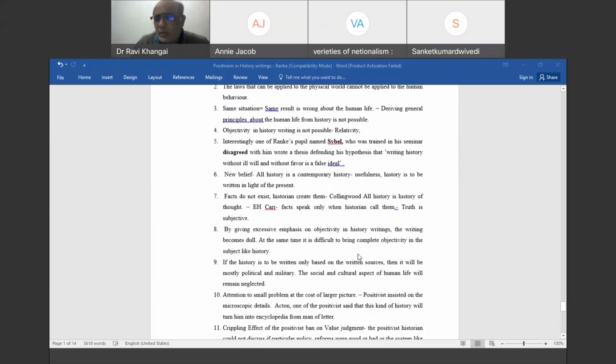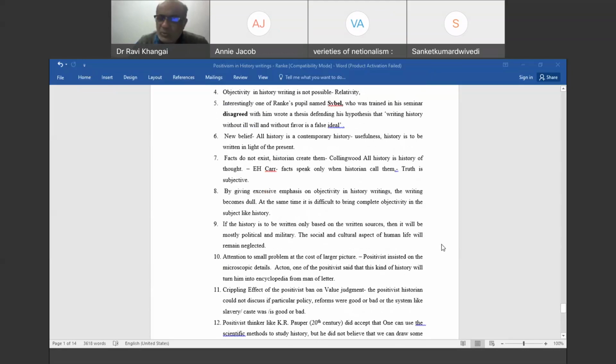Well, again, there is a problem about the value judgment. Ranke and the positivists say that historians should not pass any value judgment. He should not say about a historical character that this character was good or this character was bad. This is a bit problematic, because if you don't criticize the very obviously devilish or inhuman practices like the killing of Jews done by Hitler, then probably you are not imparting the right message to the generation who will read your history.